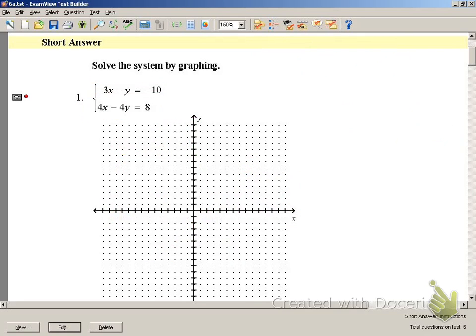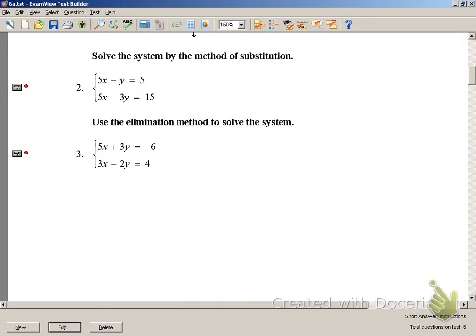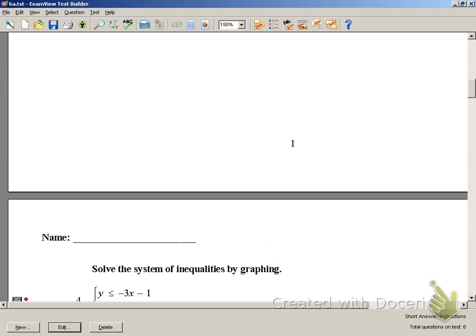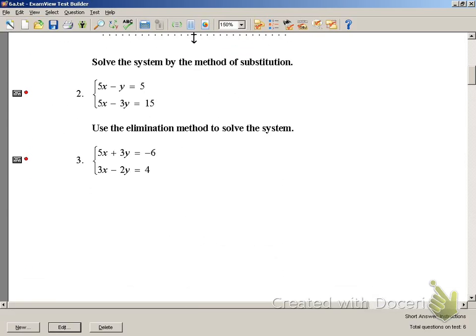So number 2, it's a little different. Number 2 and 3 is still solving systems, except number 2 is asking us to solve by substitution. Number 3 is asking us to solve by elimination. Now, with substitution, our goal, remember, is to get one equation solved for either x or y, so I can substitute in.